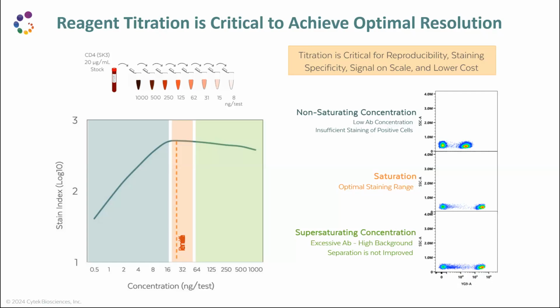So finding the optimal titer is critical. So you have reproducible data for your staining specificity, to have signal on scale, and also to save some money by reducing antibody concentration.